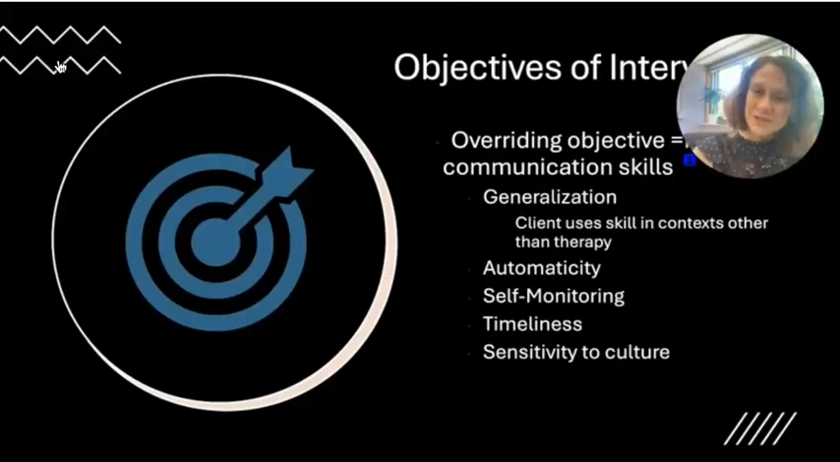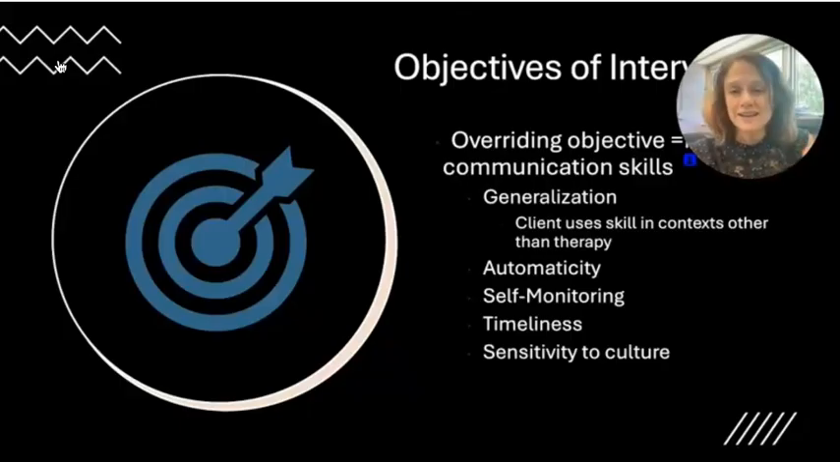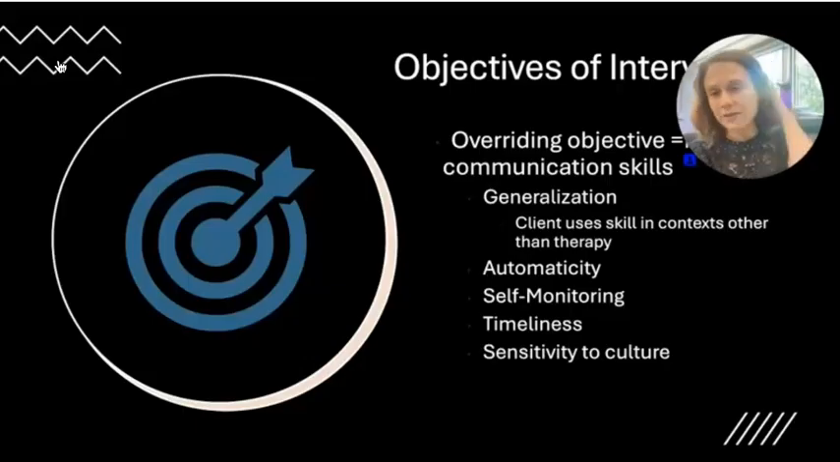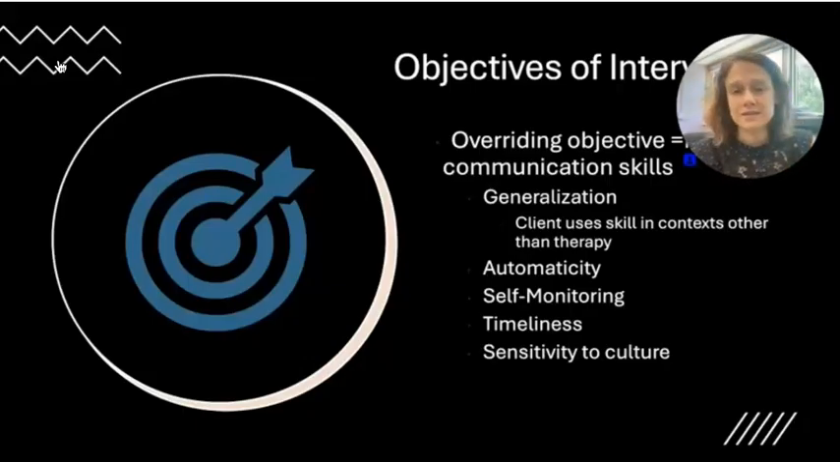Make sure that you're aware of the term generalization and feel like you can define it. That refers to the idea that when we're working with an individual on communication skills, we don't want them to just be able to use those skills in the treatment room or in the 30 minutes a week that they might be there for therapy, but that their skills generalize, or are able to be used in other contexts, settings, and with other communication partners.